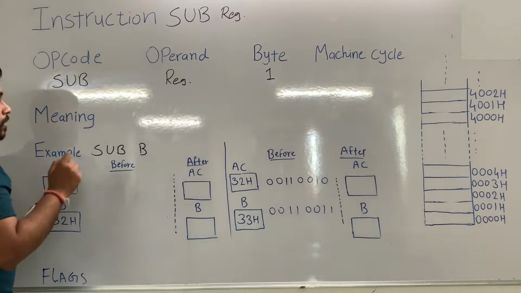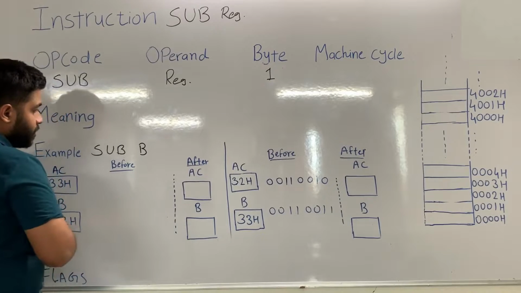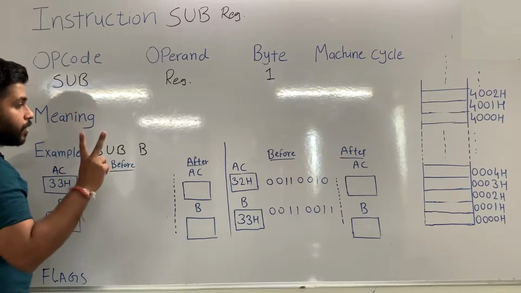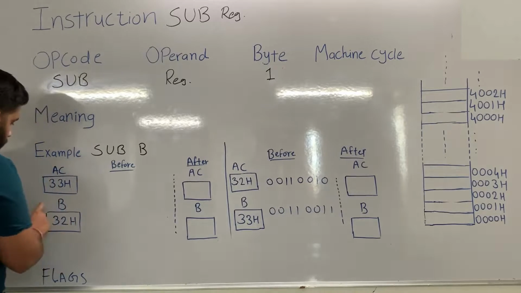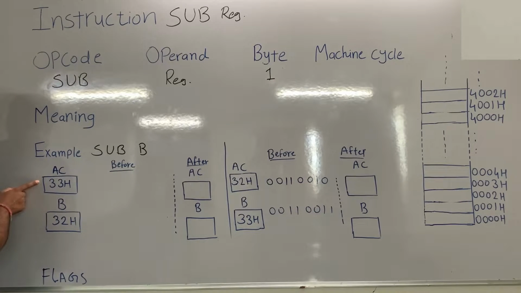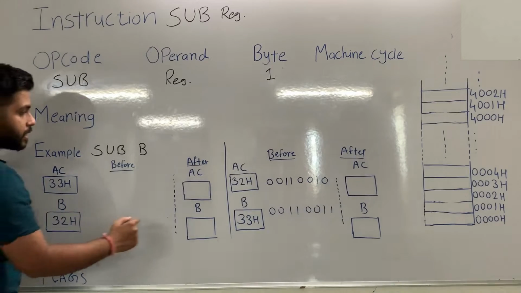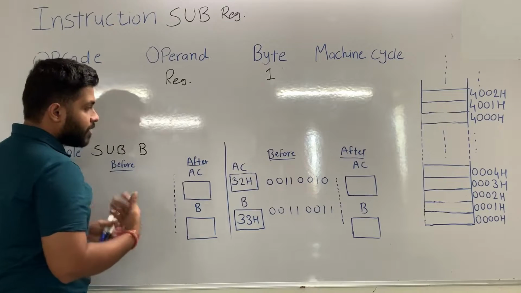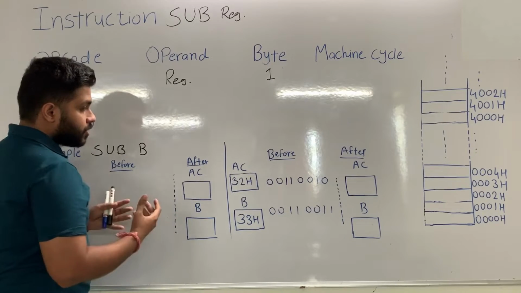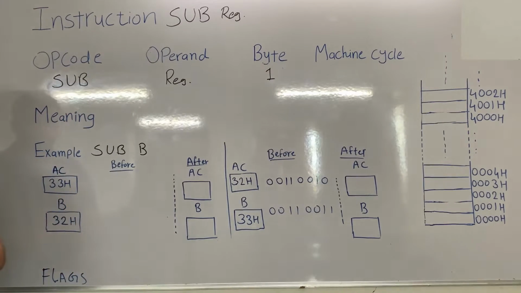Now for the subtract instruction, we will consider two cases. In the first case, we will consider the content of accumulator is greater than the content of register. In the second case, we will consider the content of accumulator is smaller than the content of register. And we will see how the instruction is performed. So let's see the first case.